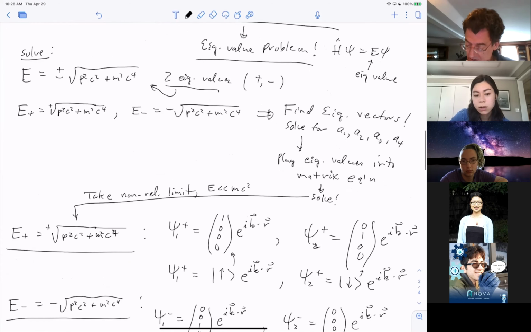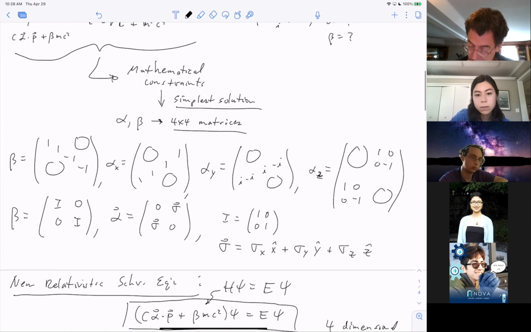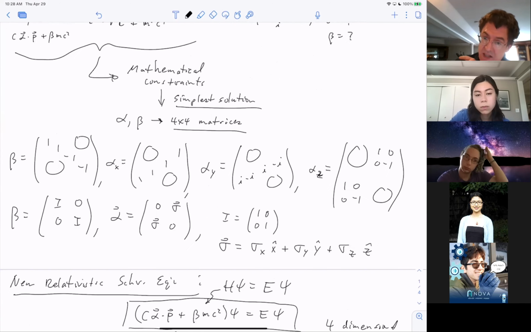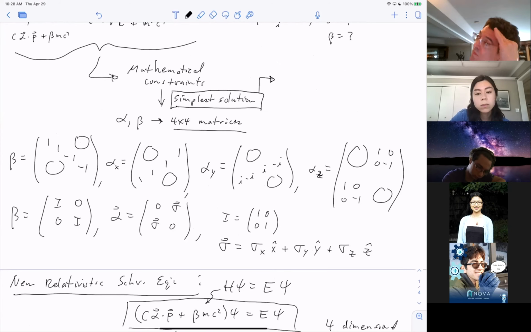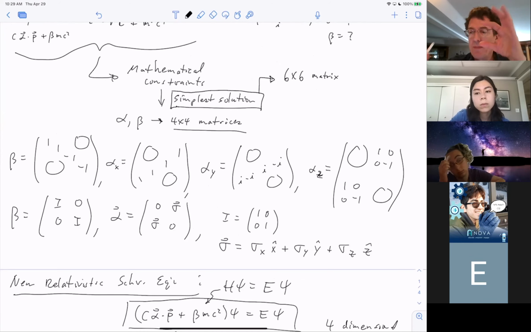So let's go back a little bit. See this here? See how I said simplest solution, right? It turns out that there are other solutions. For example, there could be a 6x6 matrix. This matrix is a 4x4 matrix, because that means there's two positive energy solutions and two negative energy. That corresponds to spin 1/2.